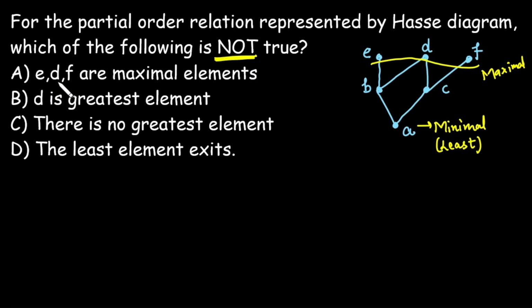Are D, E, F maximal elements? Yes, but we need the not-true statement, so we can discard this. Is D the greatest element? No, because we are getting more than one maximal element, so there exists no greatest element. That is the incorrect statement. Hence B is correct. Also check: there is no greatest element, the statement is correct. And there exists a least element? Yes, that is A.